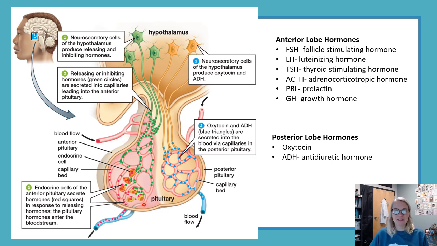So that's how the anterior lobe works. The hypothalamus kind of hormonally stimulates these cells to release their hormones. It's a complicated relationship, a complicated pathway, multi-step pathway, I should say.